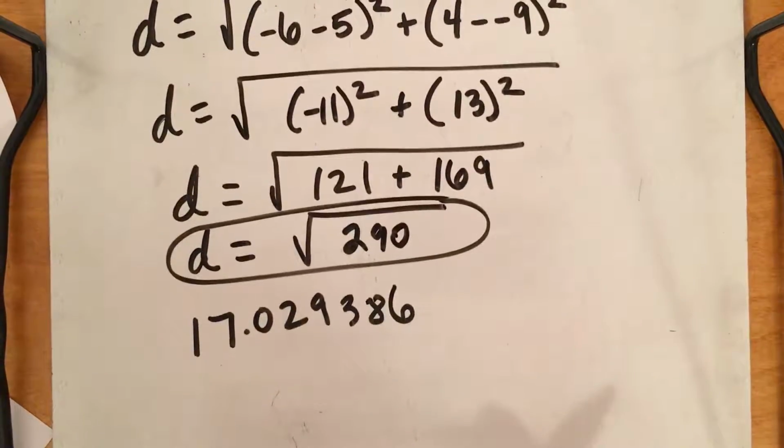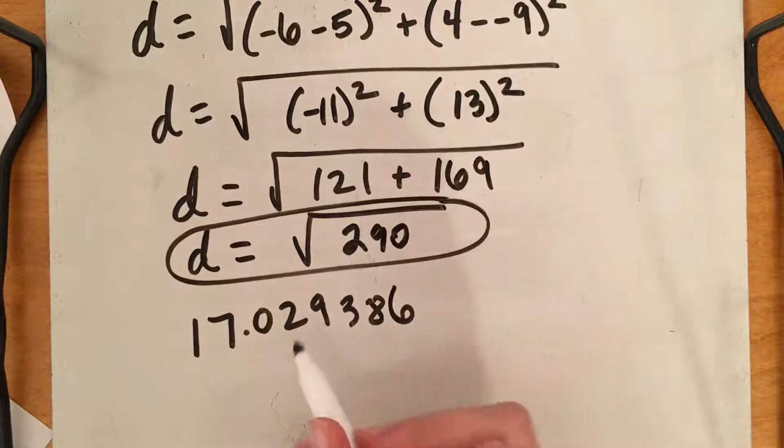Okay, and we want it to be rounded to the nearest thousandth, which is the 3rd decimal place over.